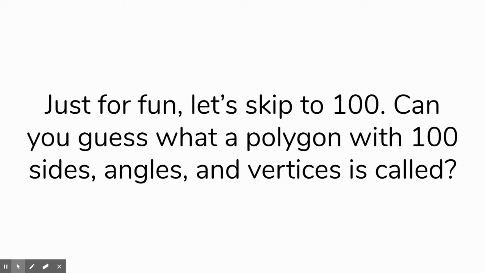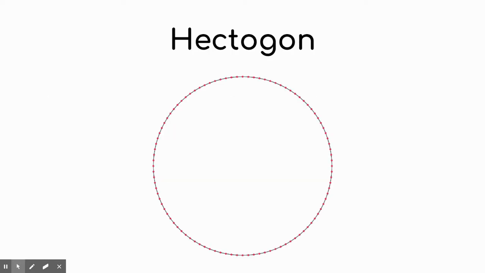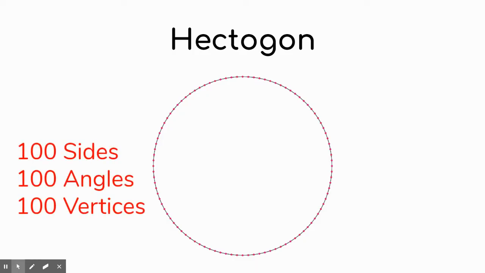It's actually called a hectogon, and that's what it looks like. That is actually 100 lines all connected together. It's got 100 sides, 100 angles, 100 vertices. And you might actually be thinking, hey, isn't that just a circle? It's very close to a circle. It's not a perfect circle.